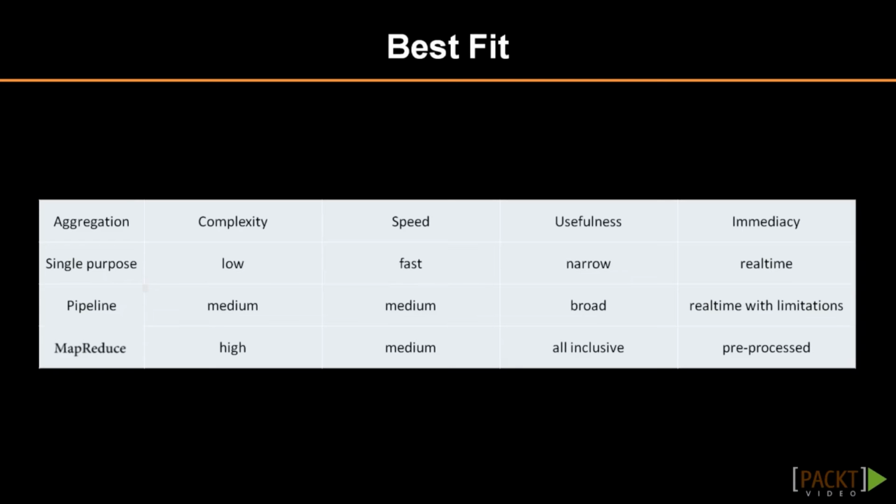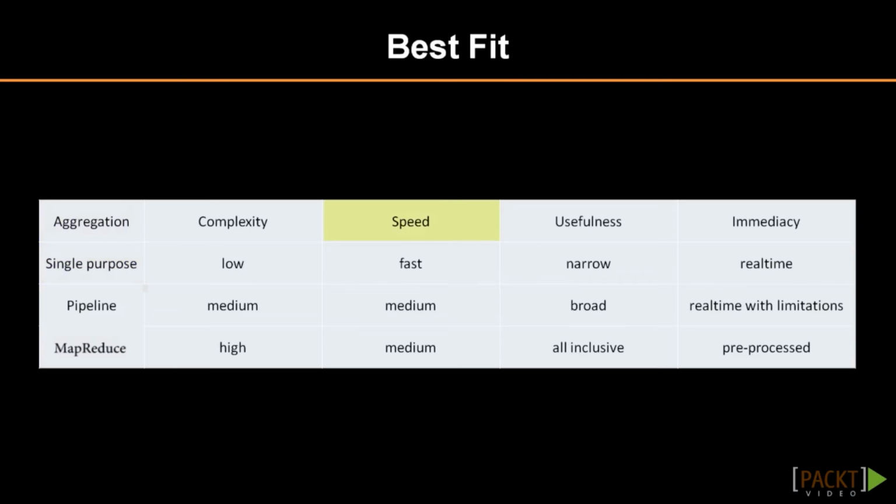It's important to know which type of aggregation best fits a given use case. This table provides guidance when making that decision. In terms of complexity, single-purpose aggregation is the most simple. MapReduce is the most complex, with aggregation pipelines somewhere in between.